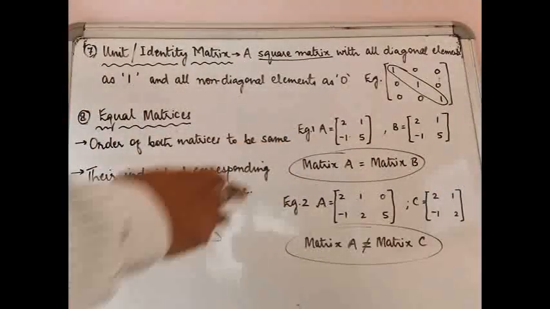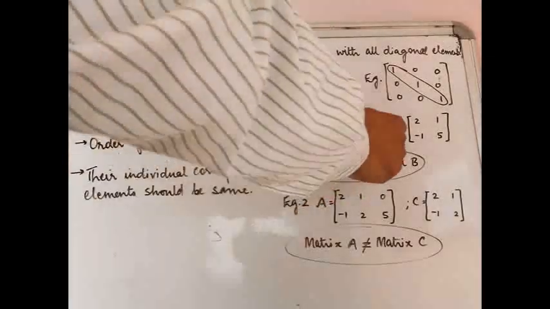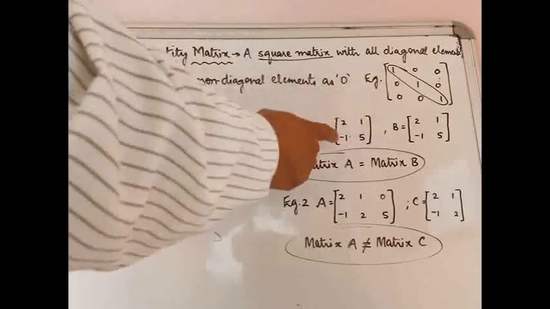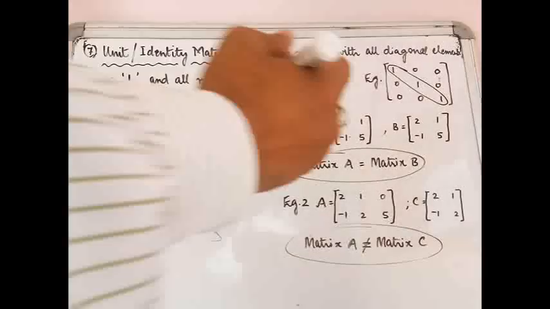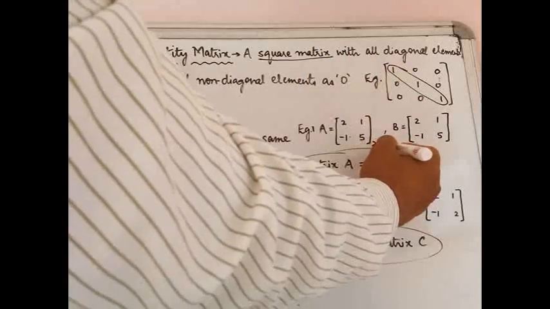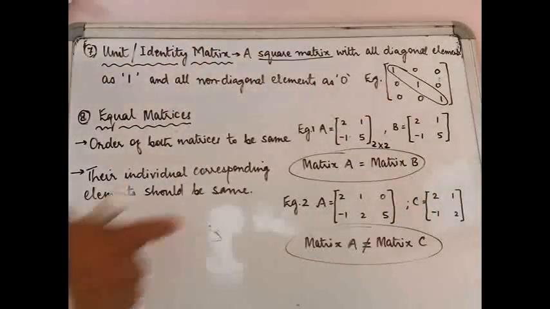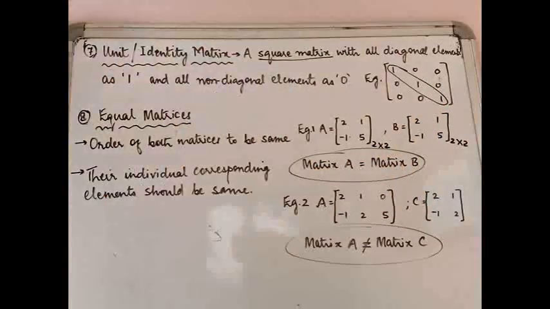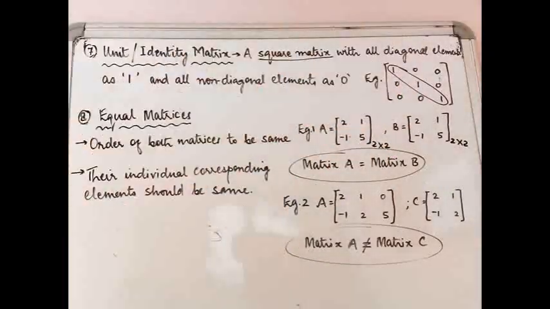Having a look at an example will explain it better. I have taken up two examples. Let us have a look at the first example first. We have two matrices A and B. Matrix A has entries 2, 1, -1, 5. If somebody wants to write the order of this matrix, he will write 2 by 2 because there are 2 rows and 2 columns. Similarly for matrix B you will write 2 by 2. So the orders are the same, 2 by 2, 2 by 2.